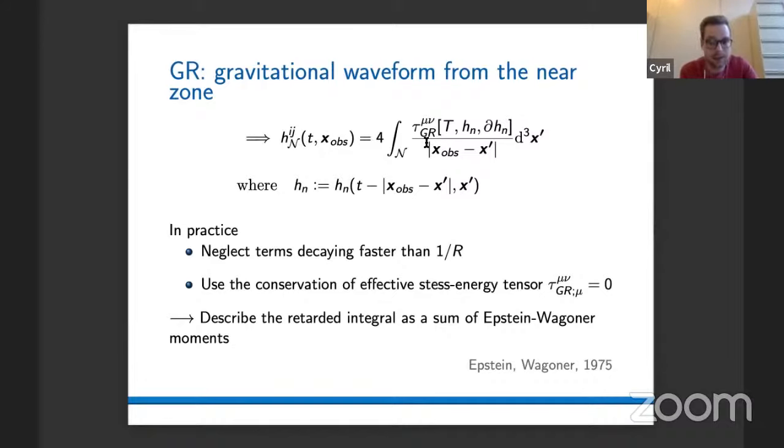Now in practice, calculating this integral is not straightforward, but we can make different assumptions. First, we can neglect terms that decay faster than 1 over r, where r is the distance between the observer and the source. That makes sense, because if something decays faster than 1 over r, it would be completely insignificant for our detectors. Second, we can use the conservation of the effective stress energy tensor to rewrite this integral in terms of a sum of Epstein-Wagoner moments, if you want to take a look in the literature. Those moments are easier to calculate, and we can then express the solution in terms of those moments.